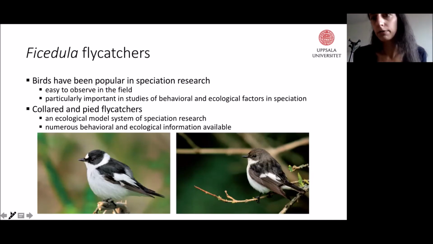Birds are generally popular within speciation research because they're easy to observe in the field, so one can collect behavioral factors as well as ecological factors that are relevant to speciation. And many of my ecology collaborators at Uppsala University have been collecting these for several decades. There is a lot of behavioral and ecological information available, which makes them an interesting study system. There are also genomic resources available for the 2 species that I'm highlighting, the collared and the pied flycatcher. We have a reference genome for the collared flycatcher, and we have resequencing data also for the pied flycatcher.